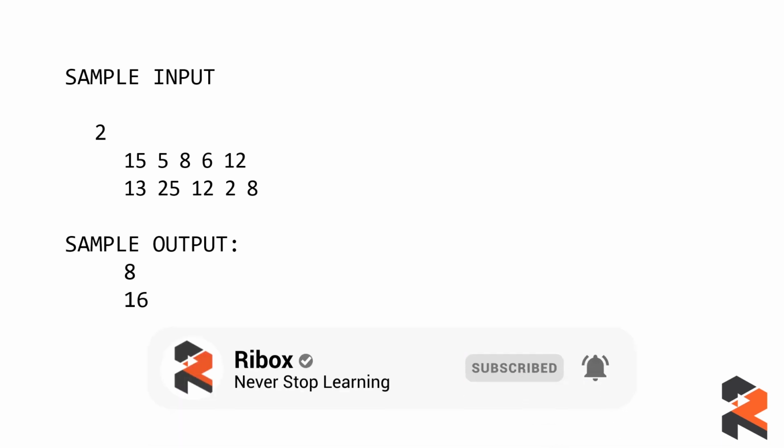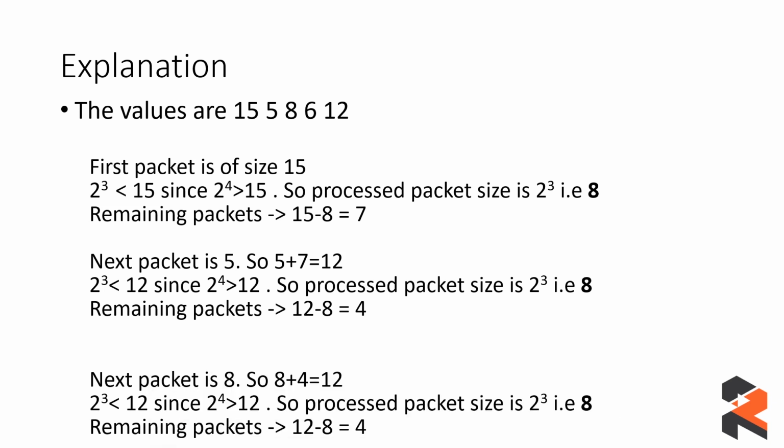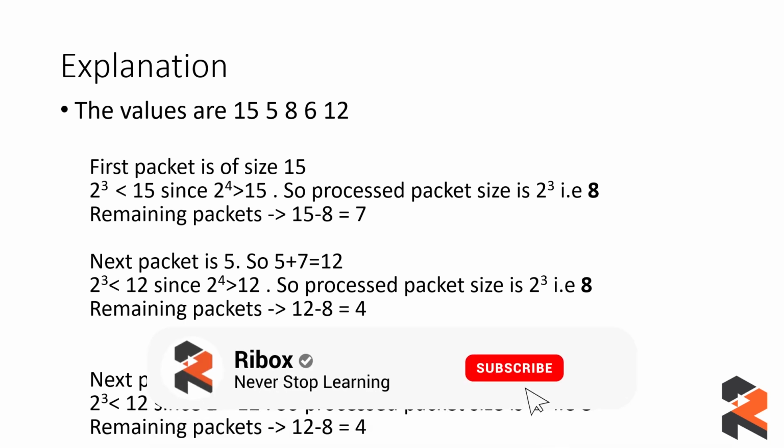Starting with the first set of input, the first packet is of size 15. Since our machine will be processing the packets in powers of 2 to the power n, 2 to the power 3 is less than 15 and 2 to the power 4, which is 16, is greater than 15. So one space is left over and it does not process efficiently, so we go with 2 to the power 3, which means the whole block of 2 to the power n is processed by the stream player at once. So the processed packet size is 2 to the power 3, which is 8. The remaining packets will be 15 minus 8, which is 7.